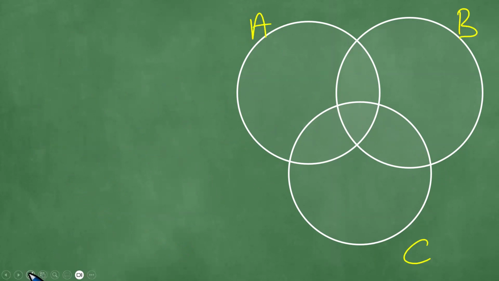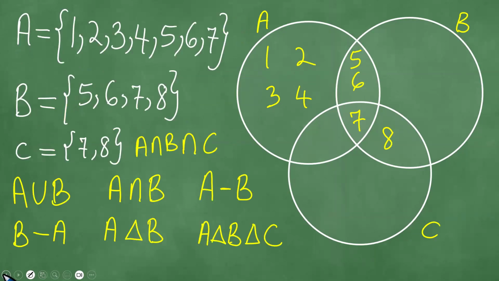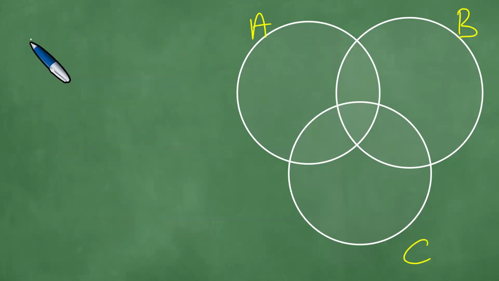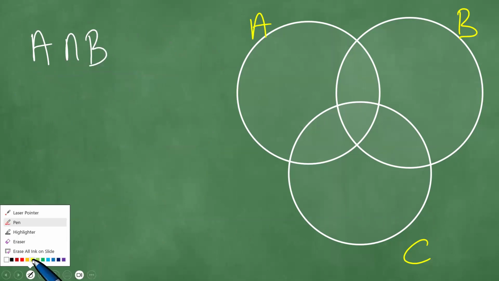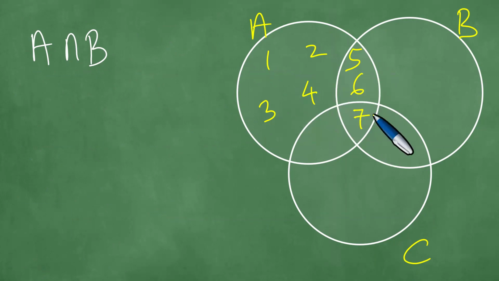Right. Next question, because we've already found A union B, and now we need to find A intersection B. At this point, we want A intersection B, but we need to fill this here, which is 1, 2, 3, 4, 5, 6, 7, 8.